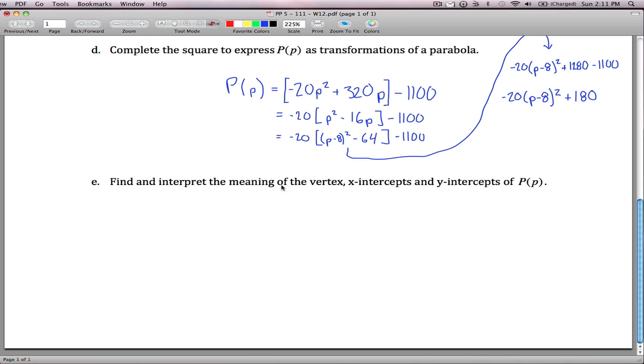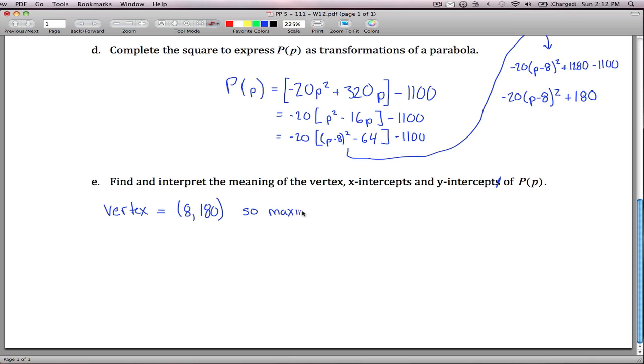Find and interpret the meaning of the vertex, x-intercepts, and y-intercepts. Y-intercept of p. Let's see, for the vertex, this negative 20 doesn't move the vertex at all, so the vertex moved to the right by 8 and up by 180. So vertex is equal to 8, 180.